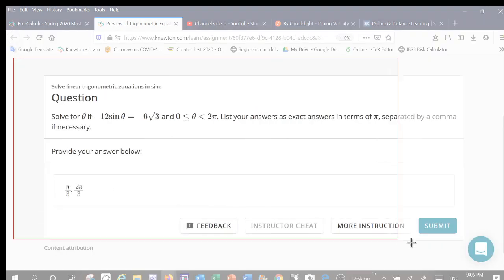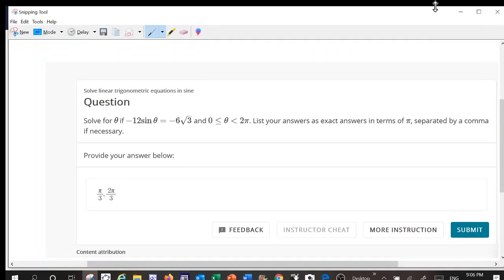Let's make sure we know how to do this. So sine here is going to equal negative 6 square root of 3 divided by negative 12. So that's just the square root of 3 over 2, right? So sine is square root of 3 over 2.